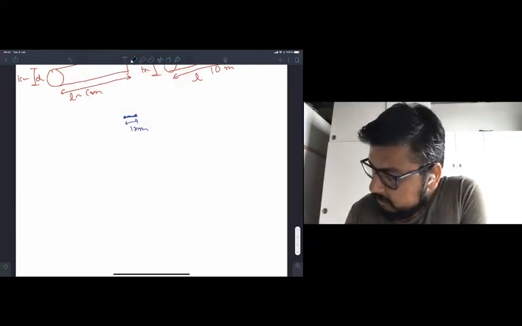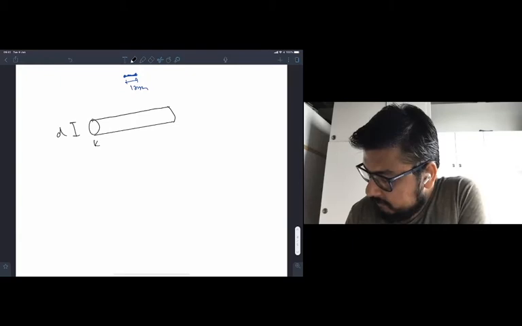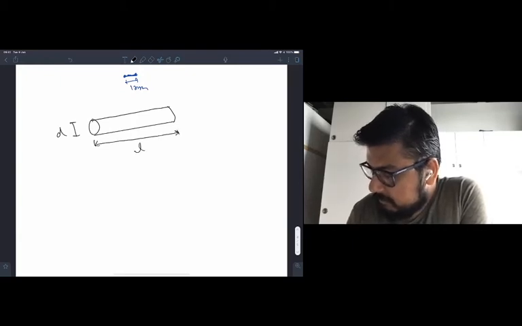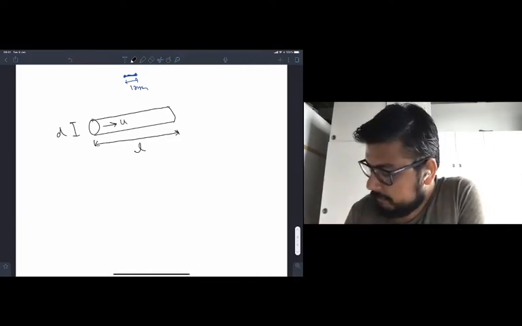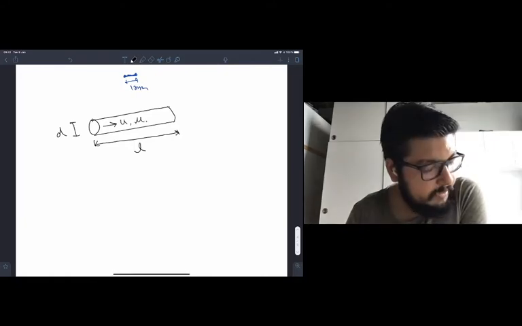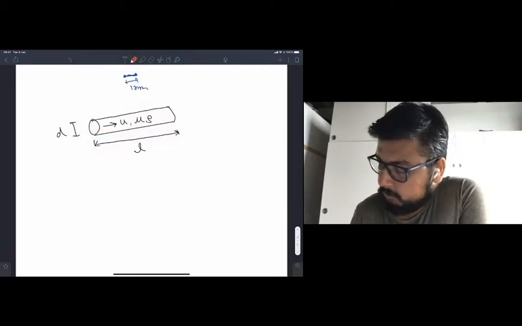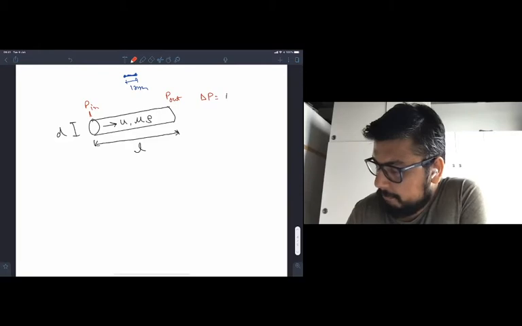All right. So let's take a generic pipe, which has a diameter d, a length L, and there is a fluid flow inside this pipe with a velocity u. The liquid inside has a viscosity mu and density rho. So what we might want to know is the pressure drop. If this is P in, and this is P out, then there will be a pressure drop across this pipe.